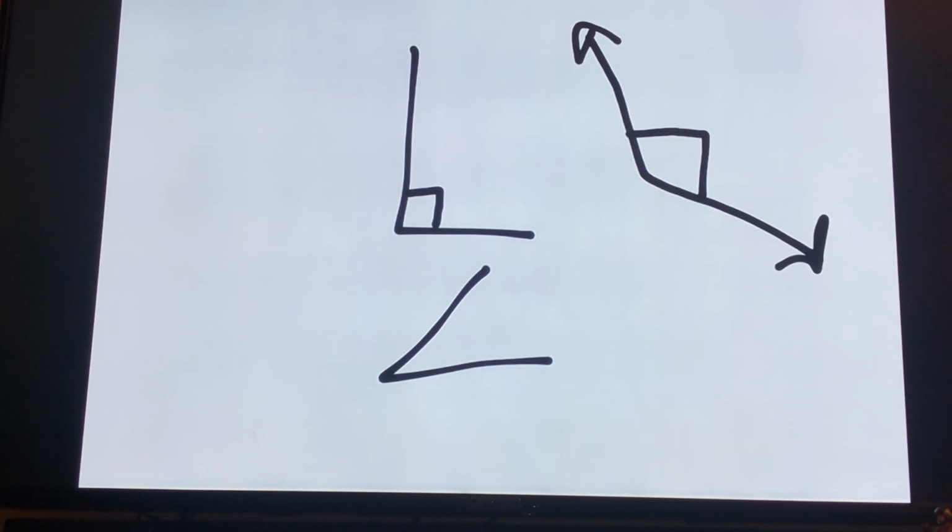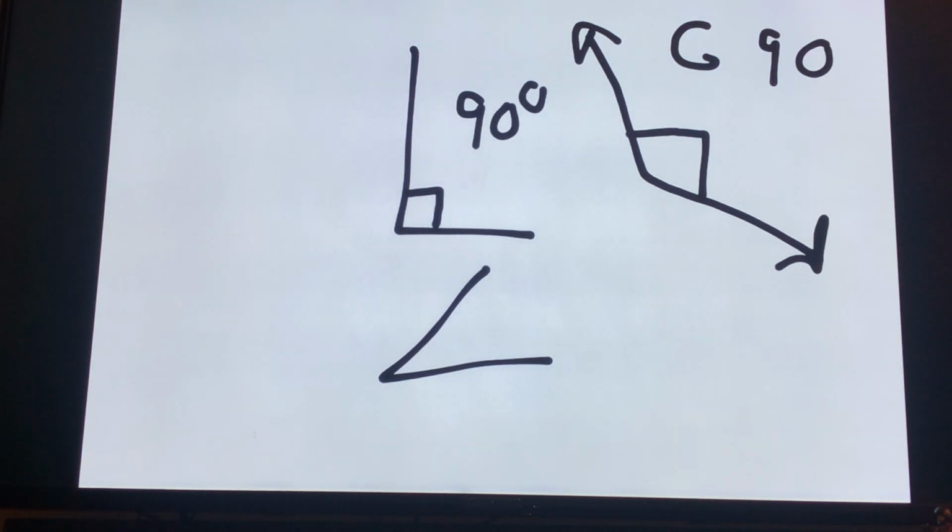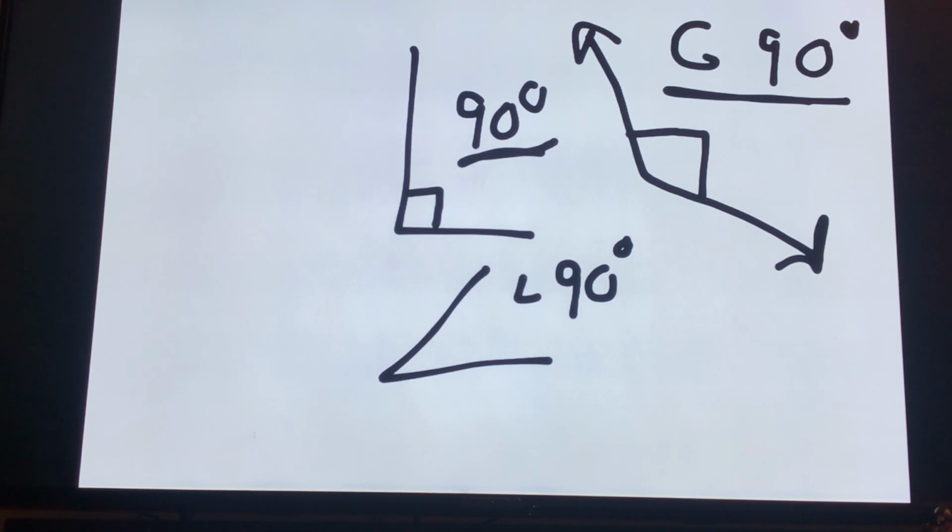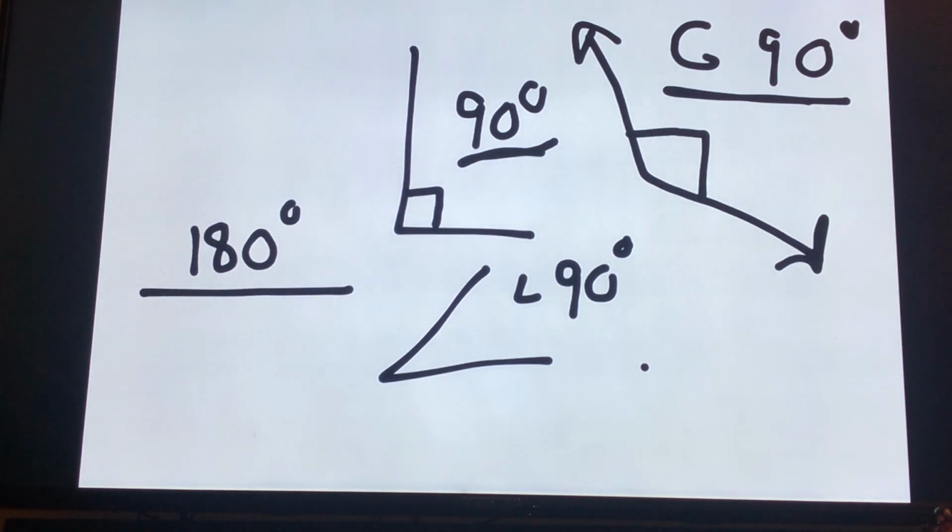So I'm going to put G for greater than 90, and L for less than 90. And what that says is this is greater than 90 degrees for obtuse. The right angle is perfect 90, and acute is less than 90. And what I say about a line equals 180 degrees. So, just quick references because these will be used throughout the rest of your mathematical career.